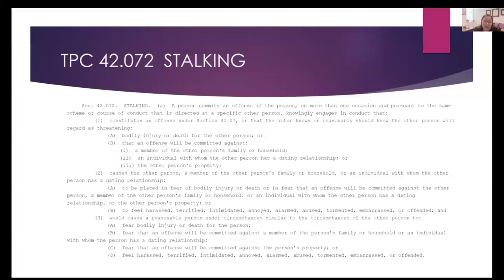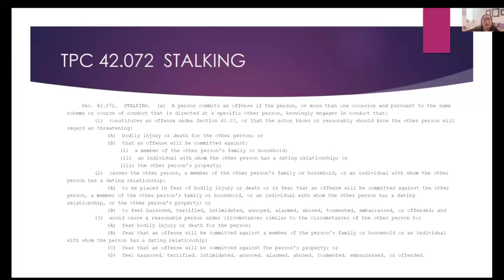42.07 is harassment. And so with stalking, it starts at first harassment more than one time, or something that the actor knows or reasonably should know the other person will regard as threatening. And it could be threatening bodily injury or death for that person, or the offense will be committed against a member of the other person's family or household, an individual with whom the other person has a dating relationship, or the other person's property.